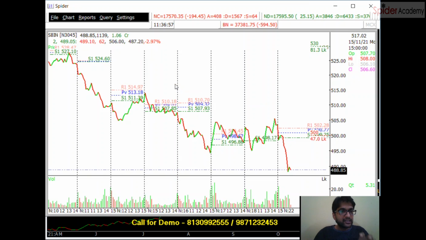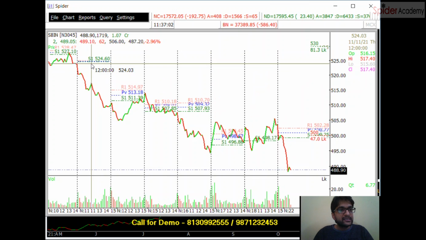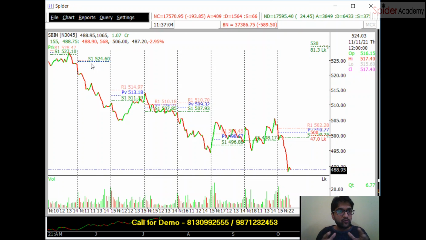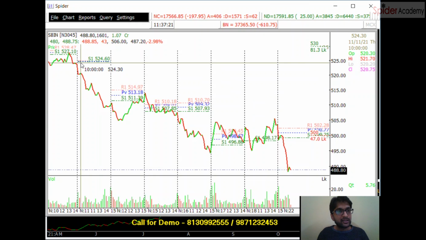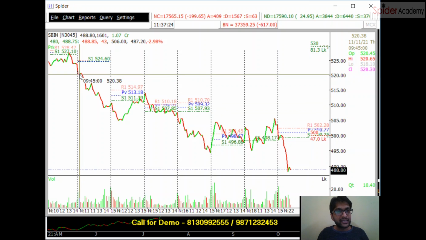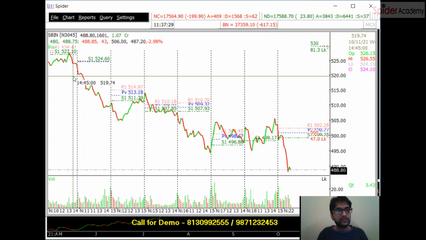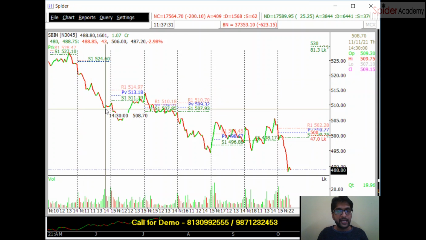So let's understand it with the example of SBI. On 11th of November, you can see the S1 and the R1 are overlapping each other, right? That particular point is the most happening point when the CPR is working in a very narrow range, right? So we have to make our decision that if the price is going down, we have to sell our particular stock at that time, and it will give you a good move like in SBI.